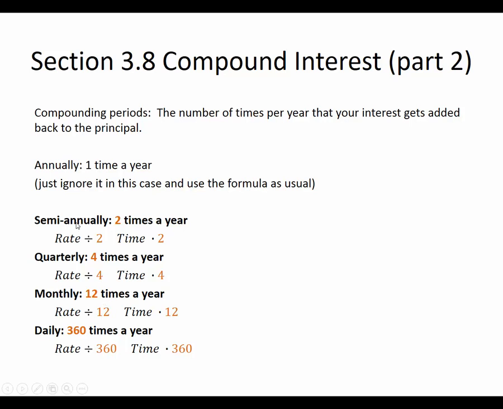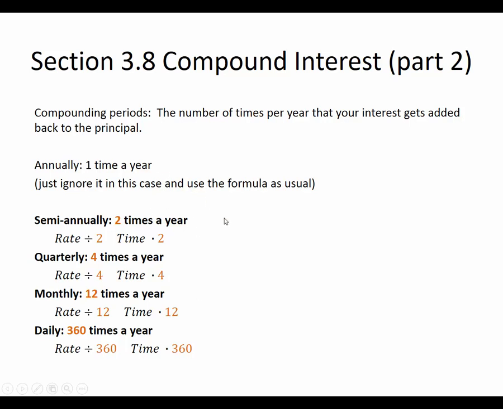But those are the 4 different compounding periods that you want to watch out for. Again, if it says annually, don't worry about any of this. You can safely ignore the compounding period. If it says semi-annual, quarter, monthly, or daily, you're going to do these adjustments in step 2 when you're doing your conversions.